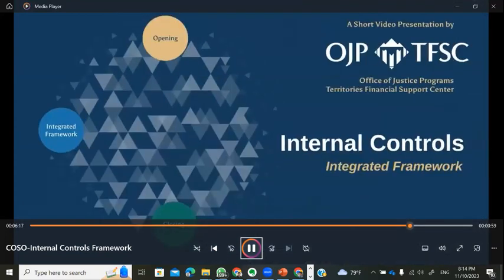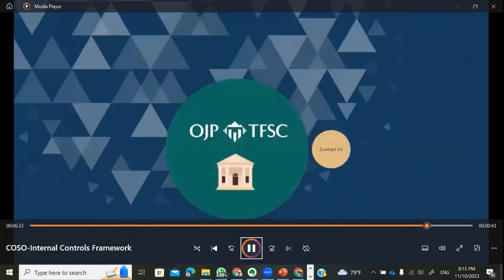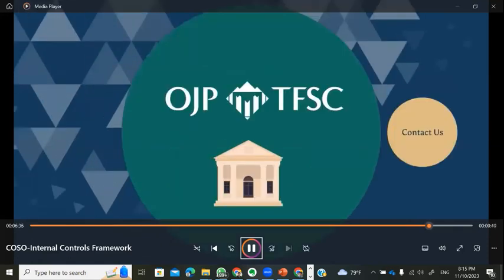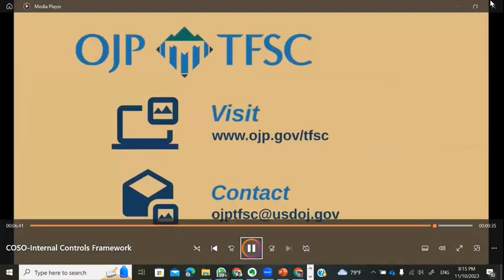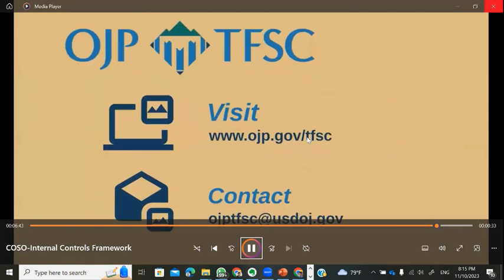As you can see, establishing and maintaining a strong system of internal controls is an involved process that will require everyone working together to achieve the mission and goals of your organization. Using the framework and other resources developed by COSO and OE, you can create an environment and culture that supports strong internal controls. On behalf of the Territories Financial Support Center, I want to thank you for listening.